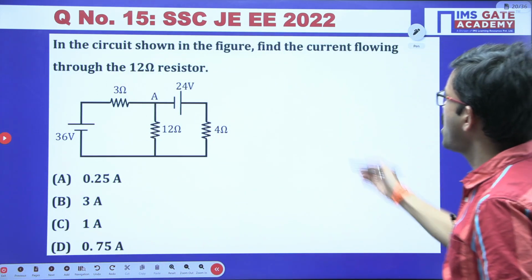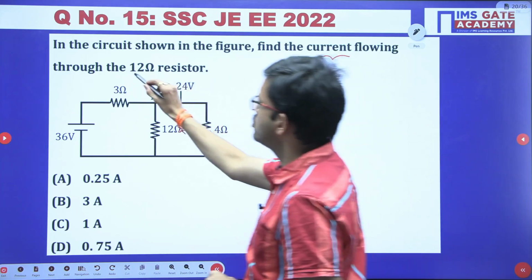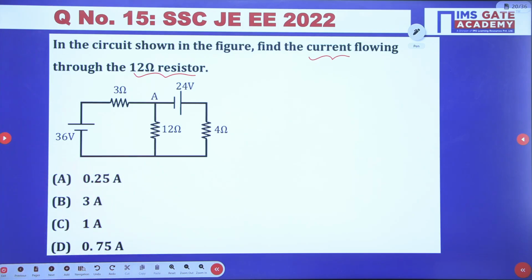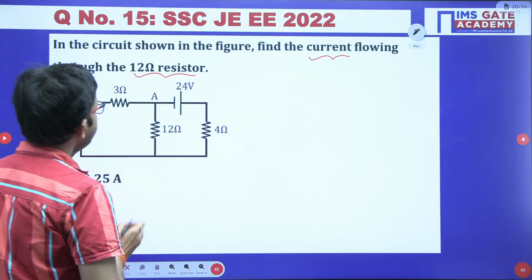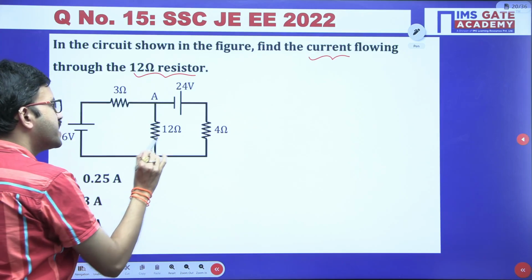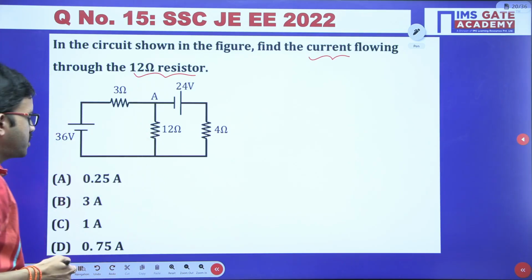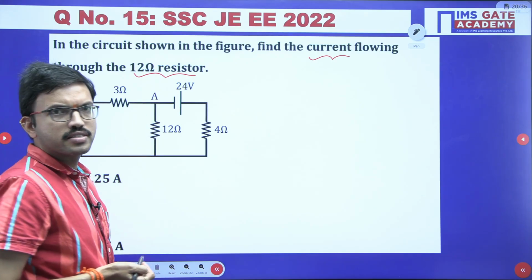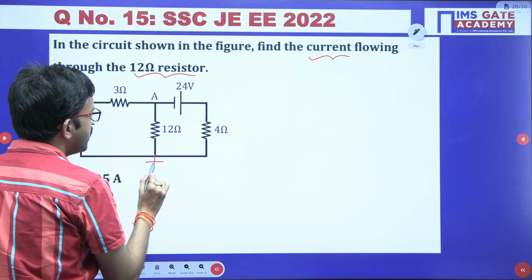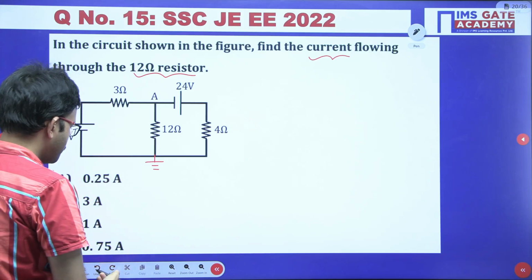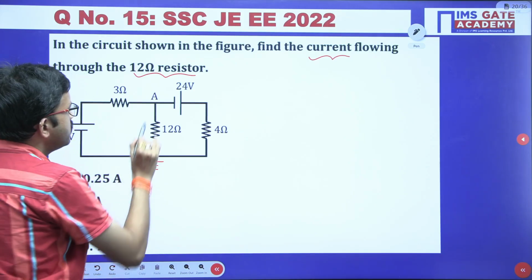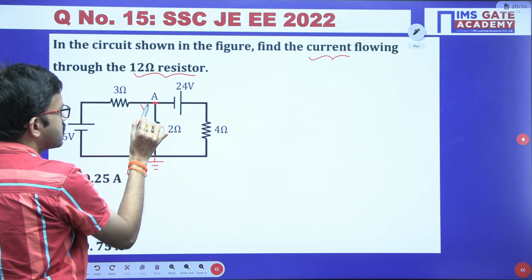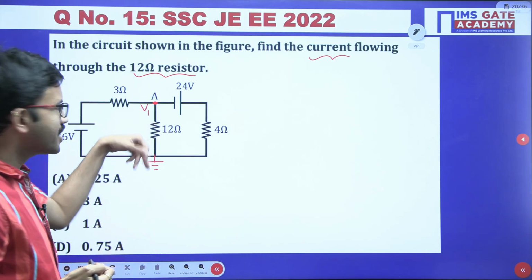In this question, you have to calculate the current flowing through the 12 ohm resistor. Here you are having a 12 ohm resistor. In this particular 12 ohm resistor, how much current is flowing? That is the question. So here also you can apply nodal analysis. Just like the earlier question, I am considering the reference node, that is ground. And this node voltage with respect to ground, for easy understanding, I am labeling as V1. If you want, you can consider VA, no issue.